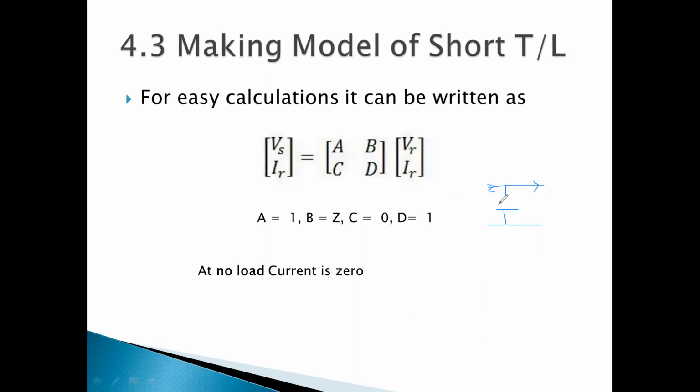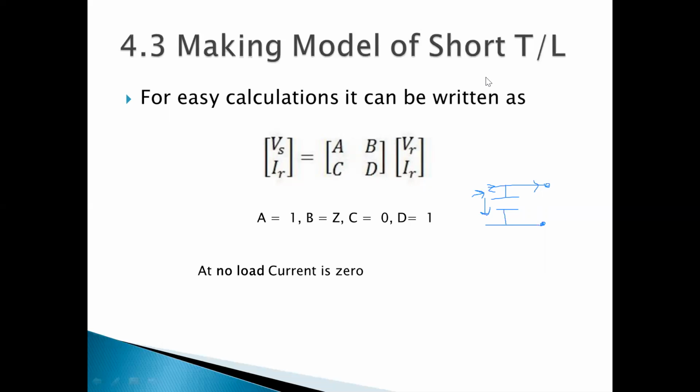For example, if the transmission line has no load, the load is not connected, so the transmission line will be open from the receiving side. The current will then flow in the capacitive component. This current we call the charging current of the transmission line. Even at no load there is a current, and we call it the charging current.